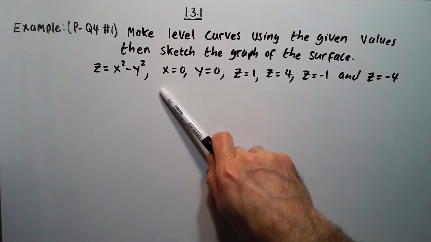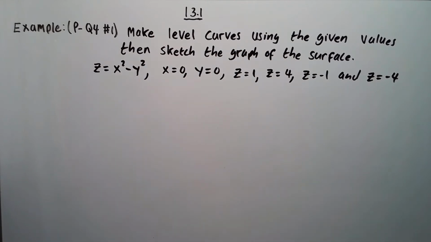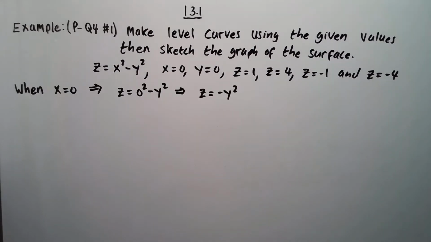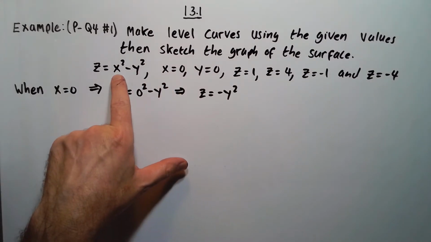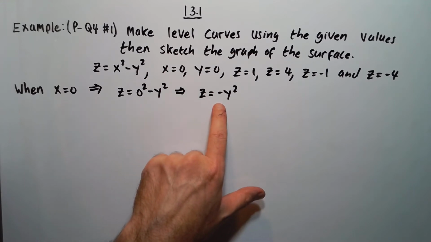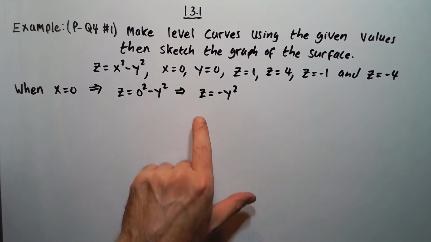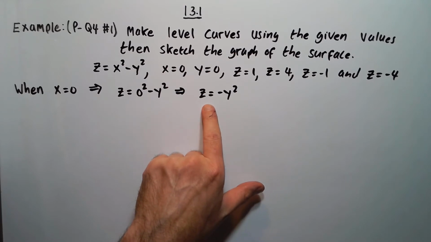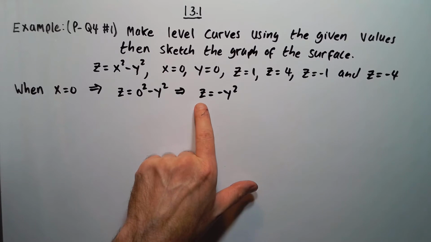So put 0 in place of x here. Doing that, we get, putting 0 in place of x here, we'll have z equals 0 squared minus y squared, so z equals negative y squared. So let's graph this level curve now. So this is going to be a parabola opening downward on the zy axis.